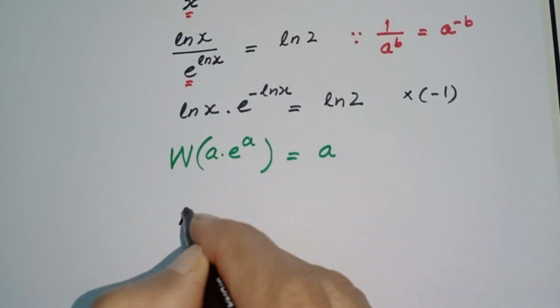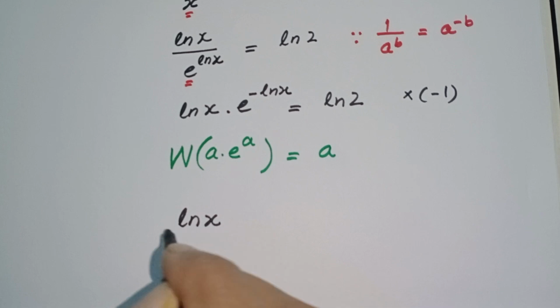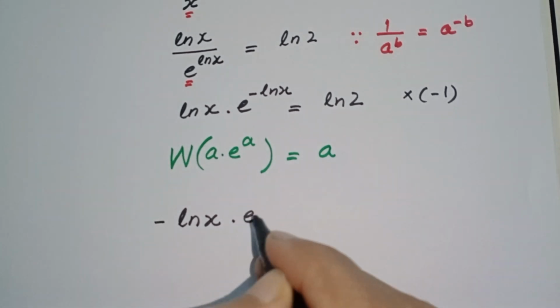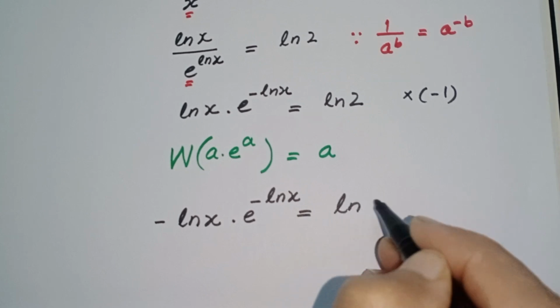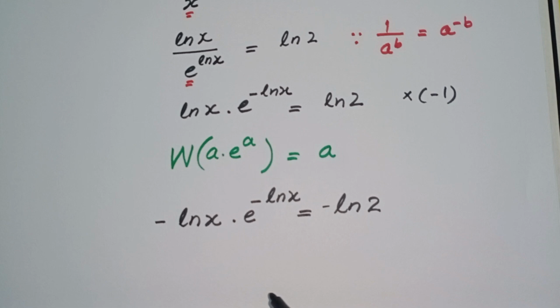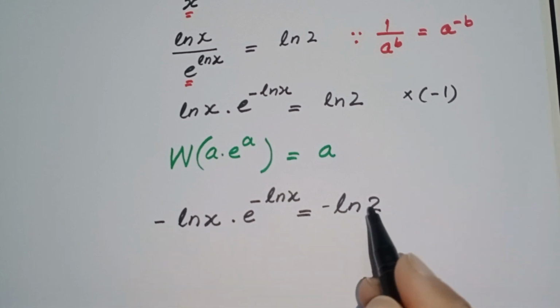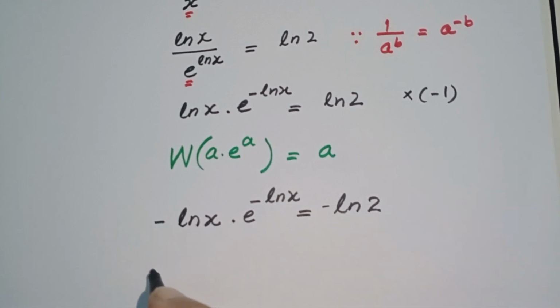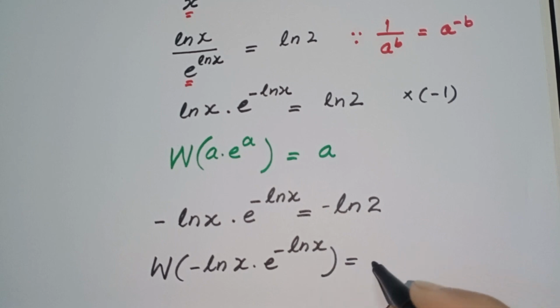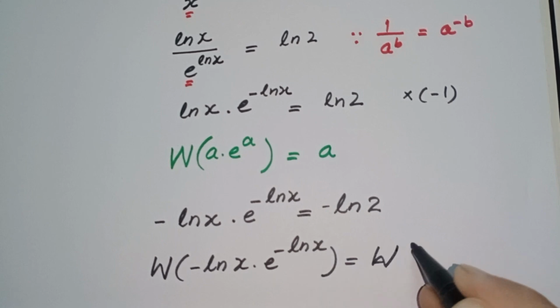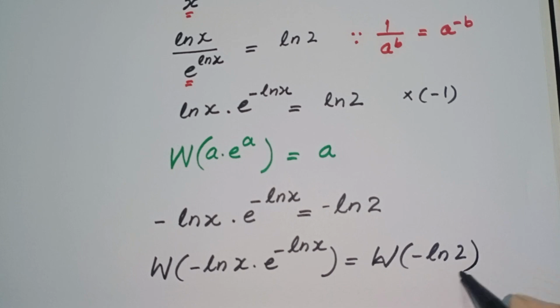So here, minus ln x times e to the power natural log x is equal to minus natural log 2. In our next step, we have the same structure as we wanted to create to apply a Lambert W function. So apply the Lambert W function: minus natural log x times e to the power minus natural log x is equal to Lambert W function of minus natural log 2.